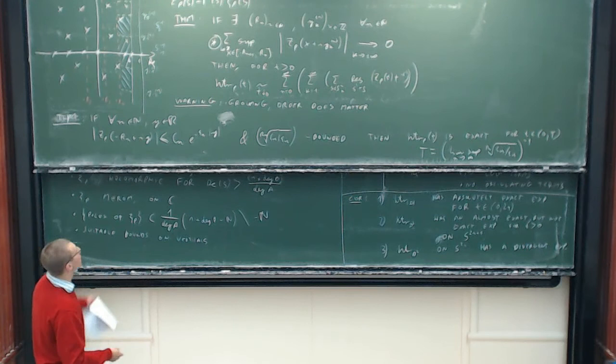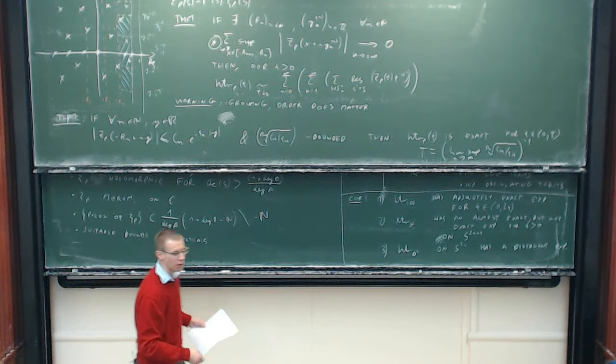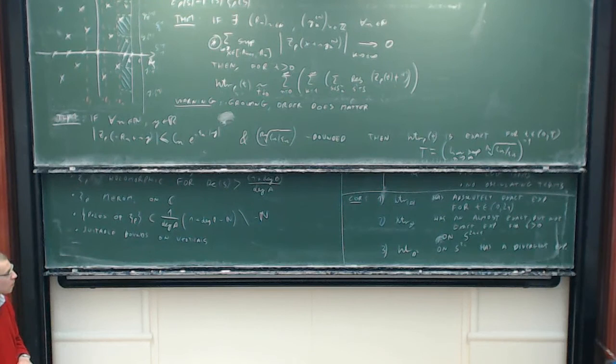Exact means that I have an equality for some range of parameters. Absolutely convergent on the right-hand side for some range of parameters, right? No, it has nothing to do with the grouping. It's just that you have a different zeta function.